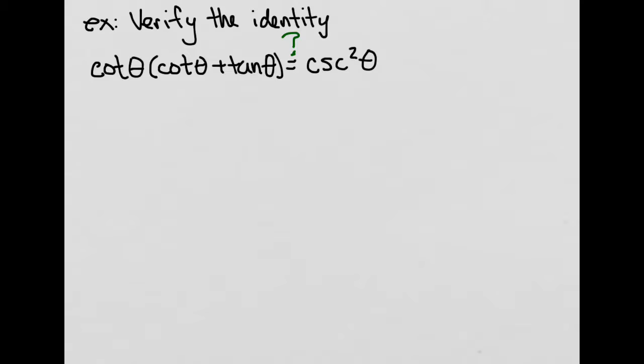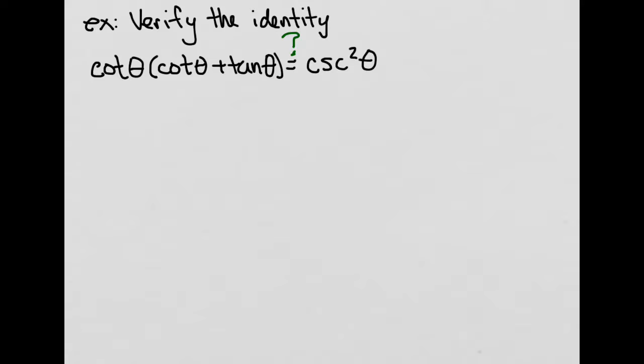Now because we're verifying this, we cannot treat this like a true equal sign until we are finished. That means that you cannot multiply both sides by something, divide both sides by something, add or subtract both sides by something. You have to work with one side at a time. You can't cross over the equal sign. So since this side looks more complicated, let's work with that.